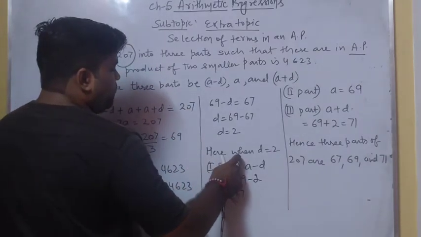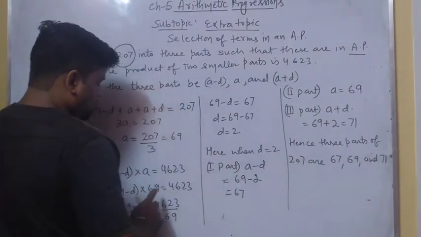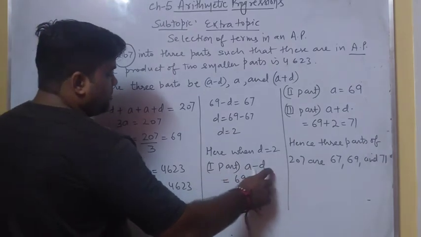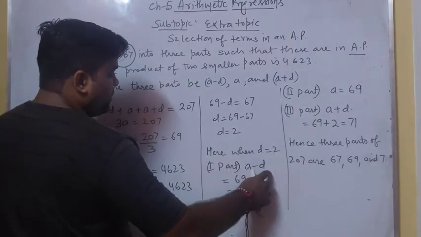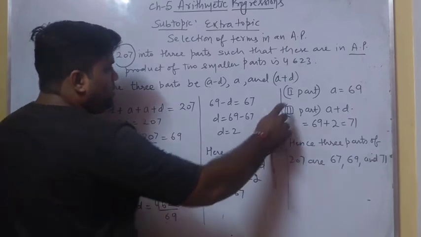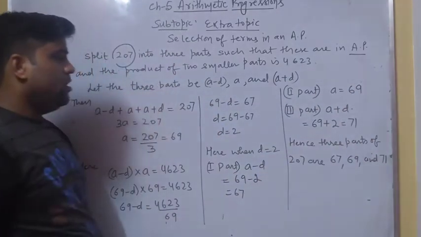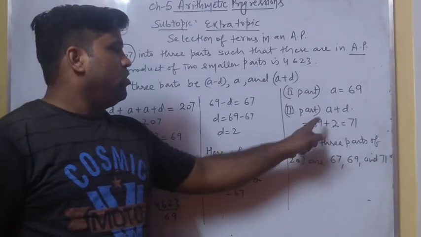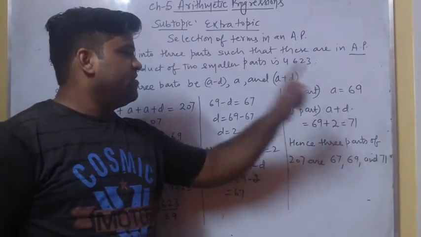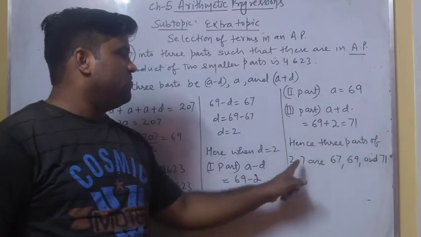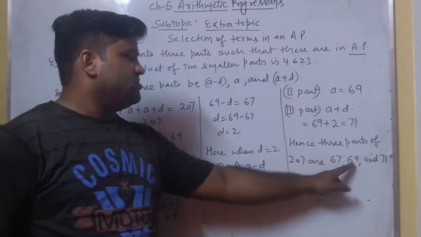So when we take the value of d equal to 2, we get the value of the first part, which is equal to a minus d. On putting the values of a and d, we get 67. The second part, which we have got already, is equal to 69. Similarly, our third part is a plus d. On putting the values, we get 71. Hence, the 3 parts of 207 are 67, 69 and 71.